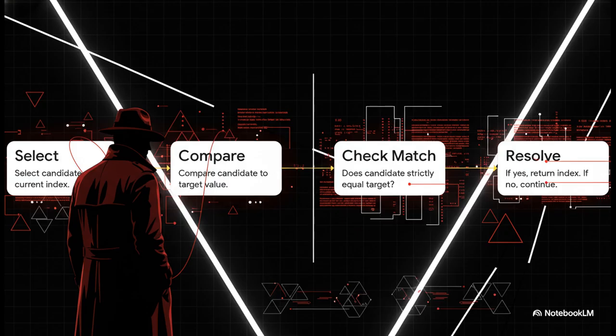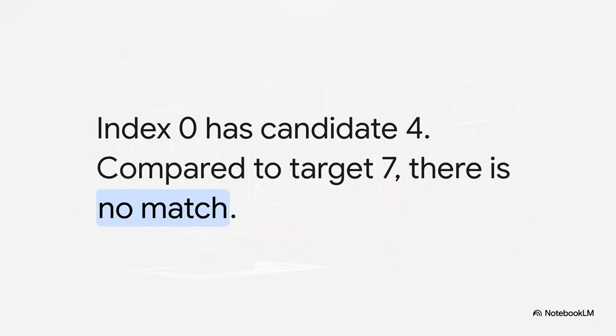Let's test this out. Let's run the interrogation. Frame 1, we look at the very first spot in line, index 0. We pull in the suspect standing there, candidate 4. We compare them against our target of 7. They don't match. The invariant proves false. So we log the dead end and the scan continues.